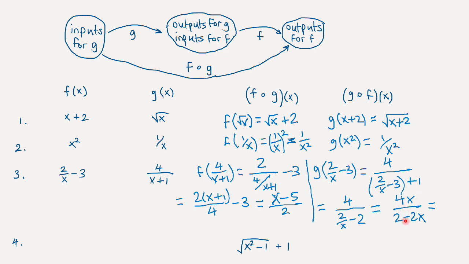in the numerator and the denominator. So in the numerator, if we take out that common factor of 2, we'll have 2x in the numerator, and take out the common factor of 2 in the denominator, we'll have 1 minus x. So we've got 2x over 1 minus x. And that's the answer to the composition of g on f.